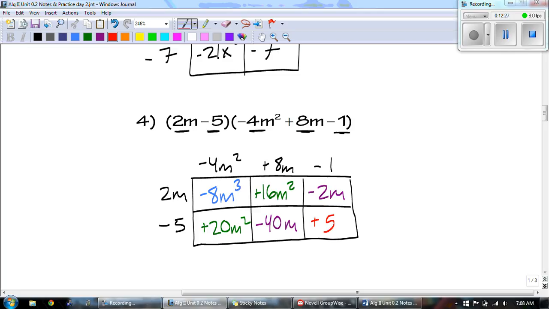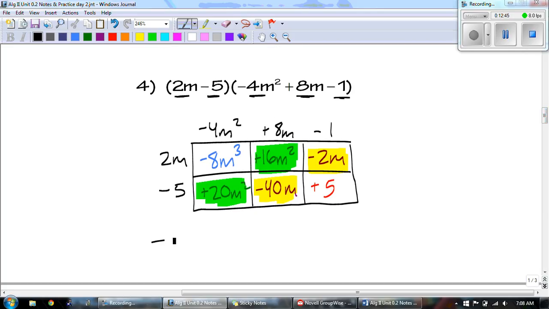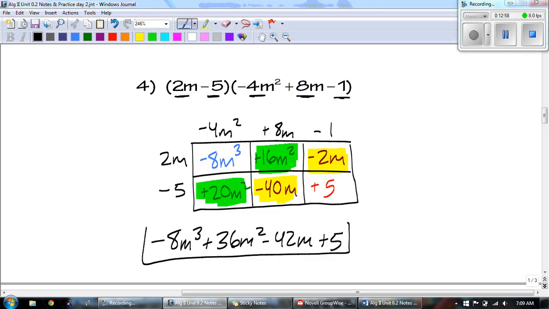Okay? Now, when we're doing this, we're looking for like terms, and we've got them. Okay? The 16m squared and the 20m squared. And then also we have the negative 40m and the negative 2m. So when I'm combining my like terms, okay, writing this in standard form, we have the negative 8m cubed plus the 36m squared minus 42m plus 5. Okay?